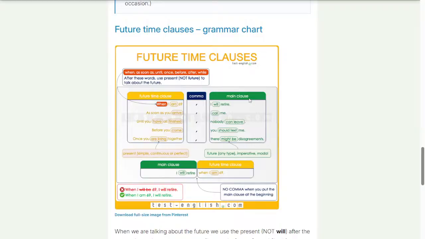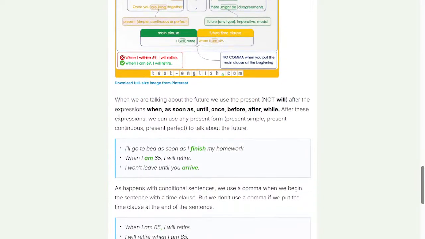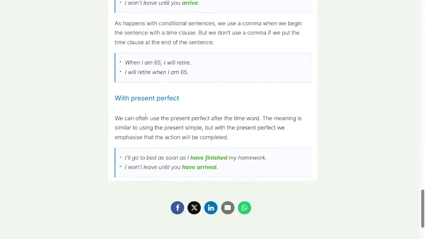Future time clause, main clause. In a future time clause we use present after these words to talk about the future. With present perfect, we can often use the present perfect after the time word. The meaning is similar to using the present simple, but with the present perfect we emphasize that the action will be completed. I'll go to bed as soon as I have finished my work.